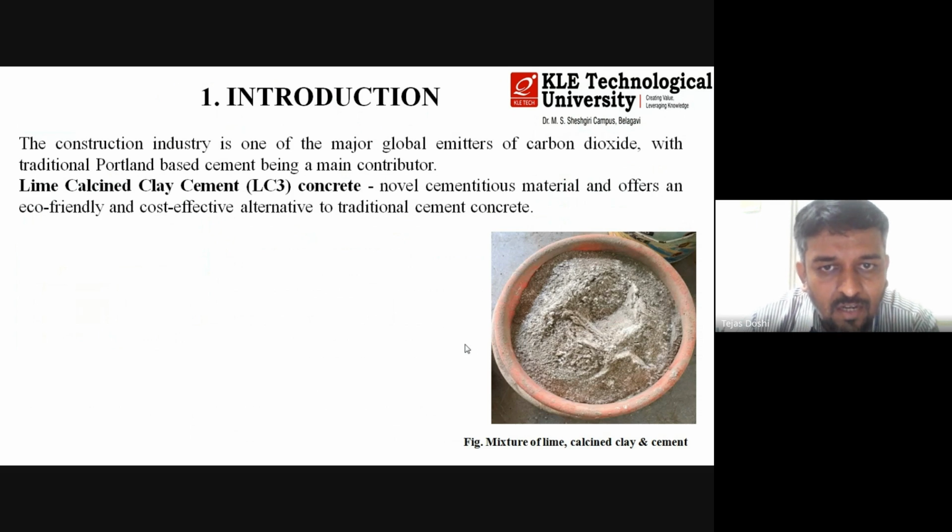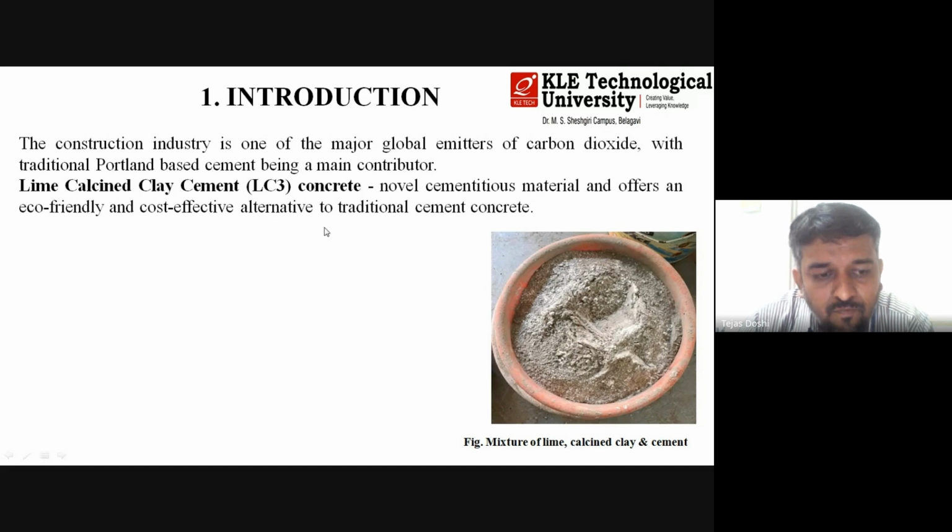As everyone of us knows, concrete is a versatile and widely used material, and cement is the main contributor across the globe in concrete. Therefore, as the world shifts towards more sustainable practices, there is a growing need for alternative construction materials that are not only environmentally friendly, but also economically viable. Therefore, LC3, that is lime calcined clay cement concrete, is a novel cementitious material and offers an eco-friendly and cost-effective alternative to traditional cement concrete.